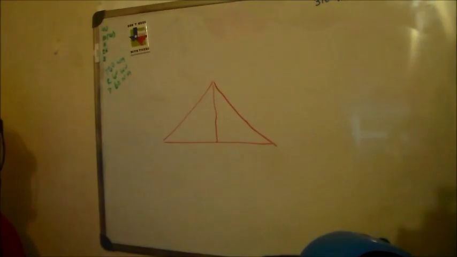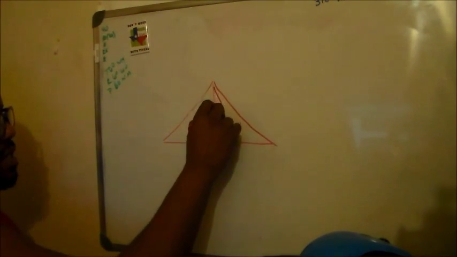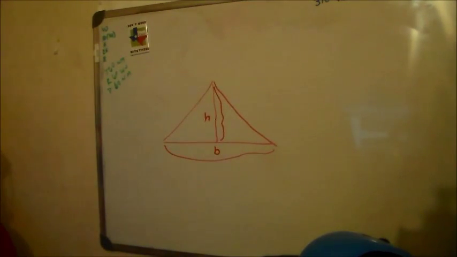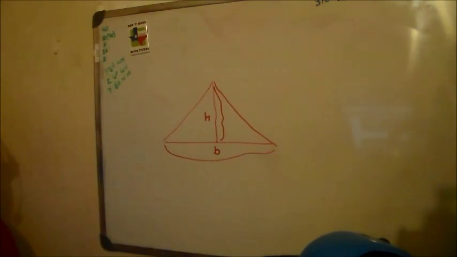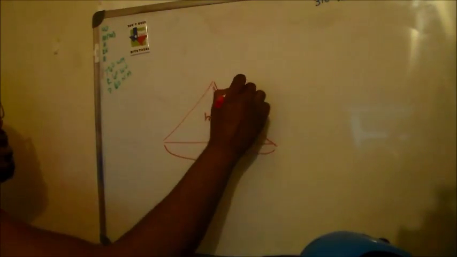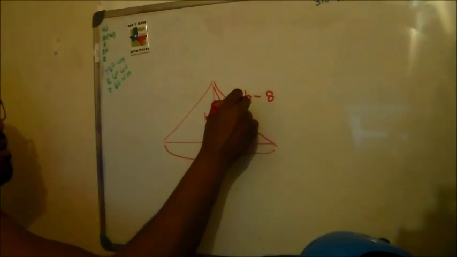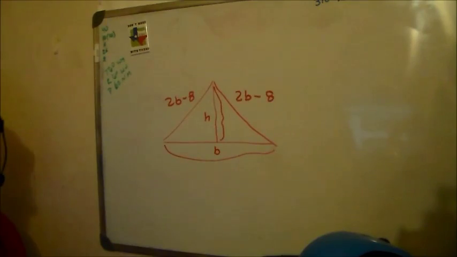Now, the question is giving us some information. First we have our height, and then we have our base. This is pretty much our height, and this is our base. So the question that they're giving us is the two congruent sides is 8 less than twice the base. 8 less triggers -8, 8 less than twice the base, 2b. So this is 2b minus 8, and this is 2b minus 8. And this is b, the base, that's the height.